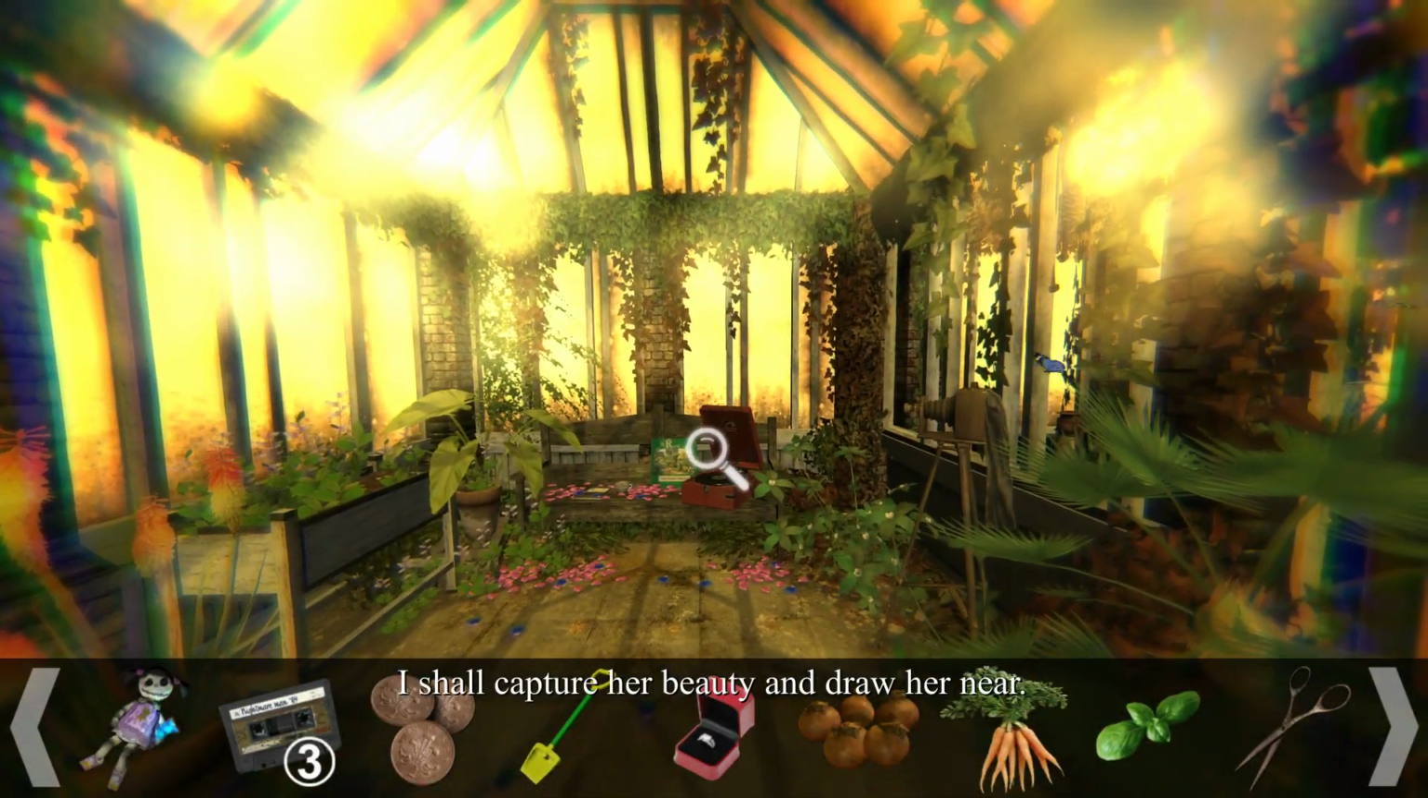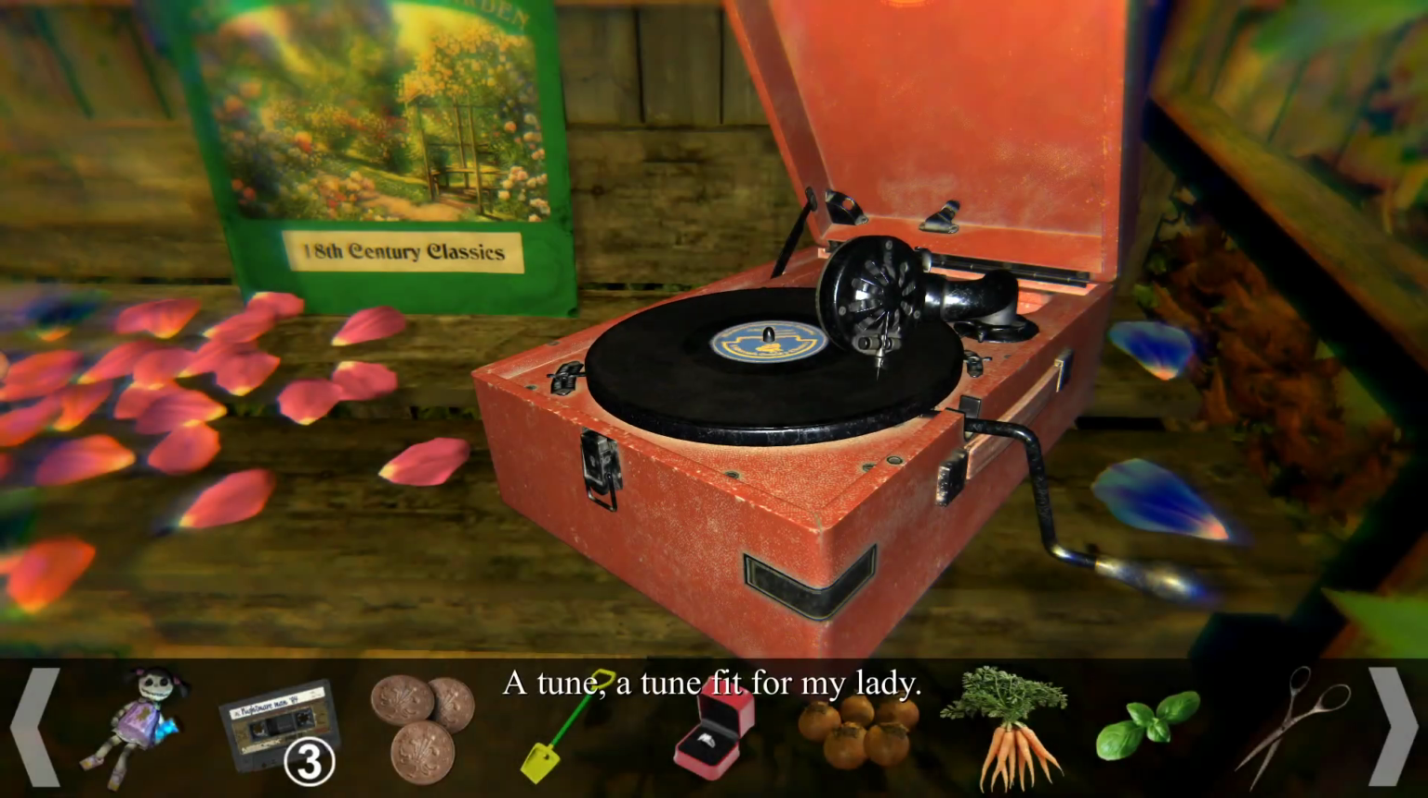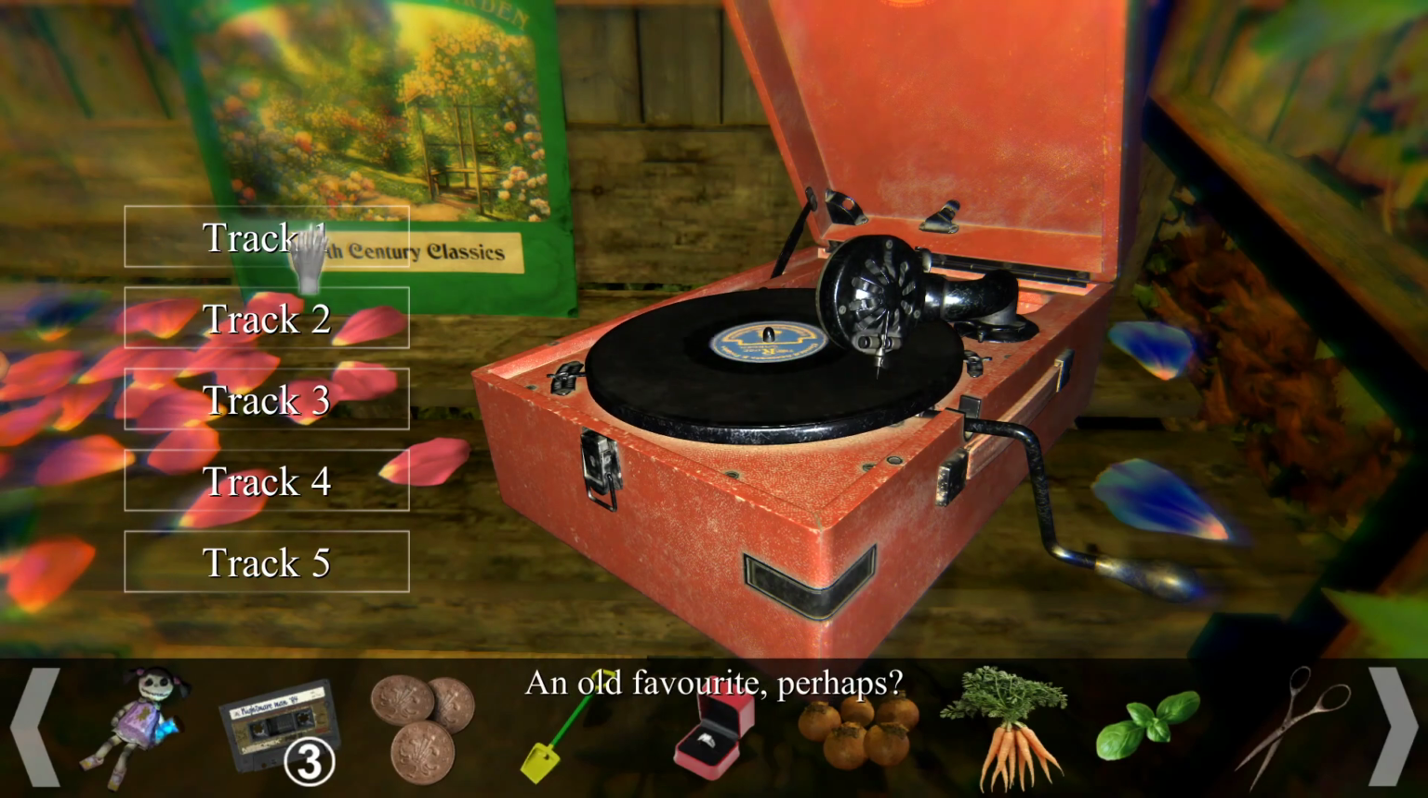I shall capture her beauty and draw her a tune fit for my lady. An old favorite, perhaps.